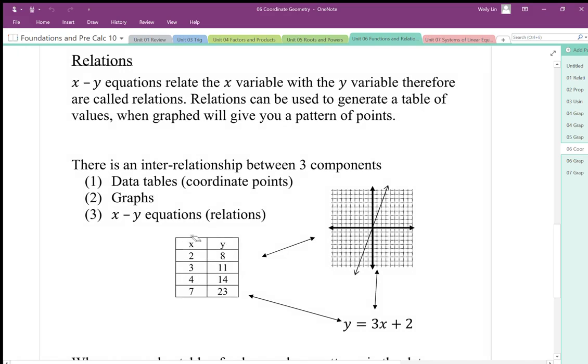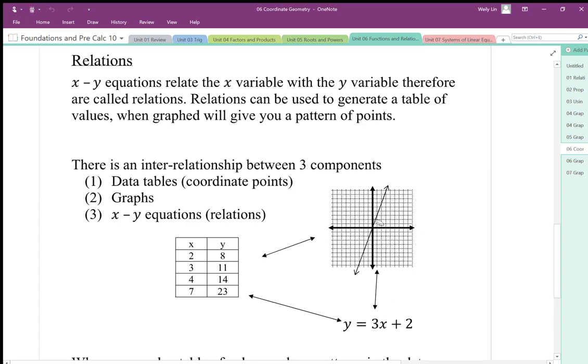So we can express them as an input-output table, okay, or we can express them with our arrow diagrams, which is essentially a table. We can also describe these relationships with some kind of calculation or equation. Okay, so we have our data tables, we have our graphs, we have our XY relationships, which is here. So these all mean the same thing.